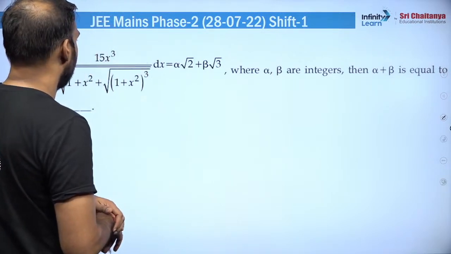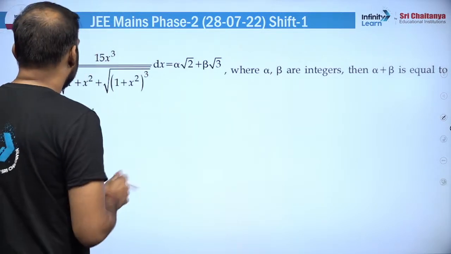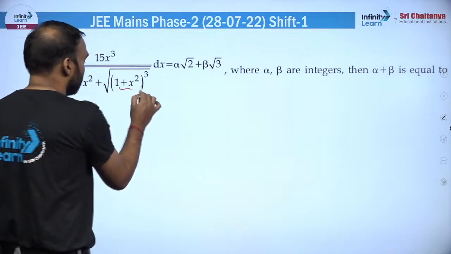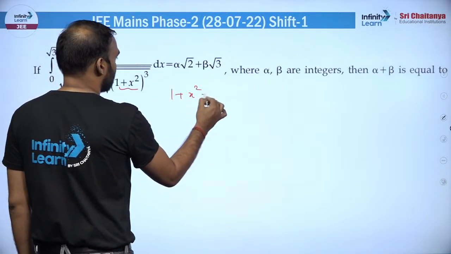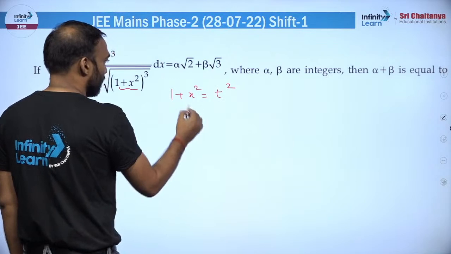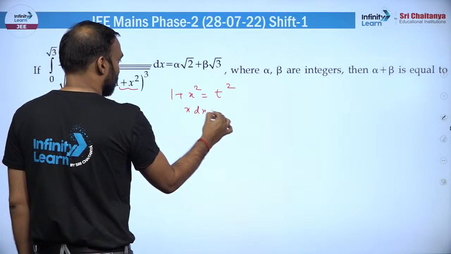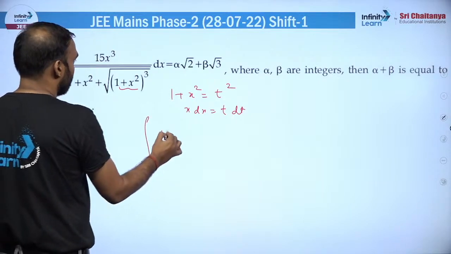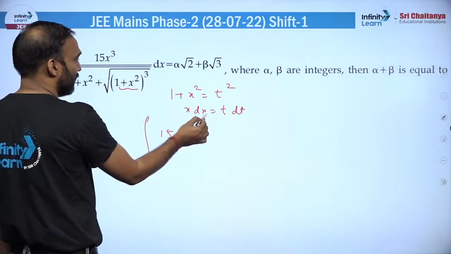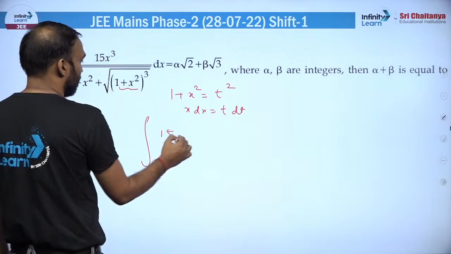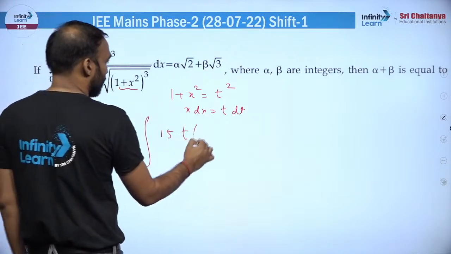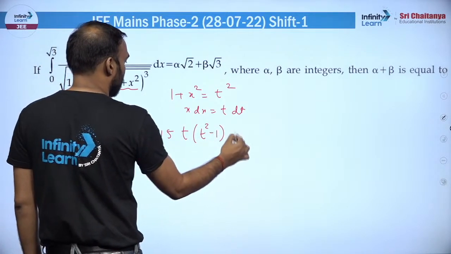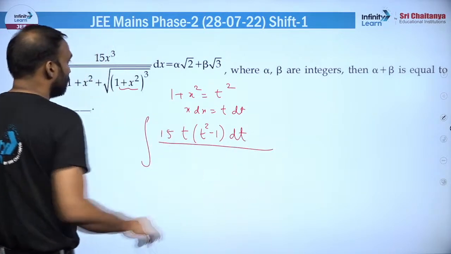All I have to do is integrate this. First of all, I can see the square root of 1 plus x square. So, I will put 1 plus x square equal to t square. So, I will get x dx equal to t dt. This integral will be converted to 15, the x will be gone in dx. So, I will have t, and then I will have x square, so I will have t square minus 1 dt.